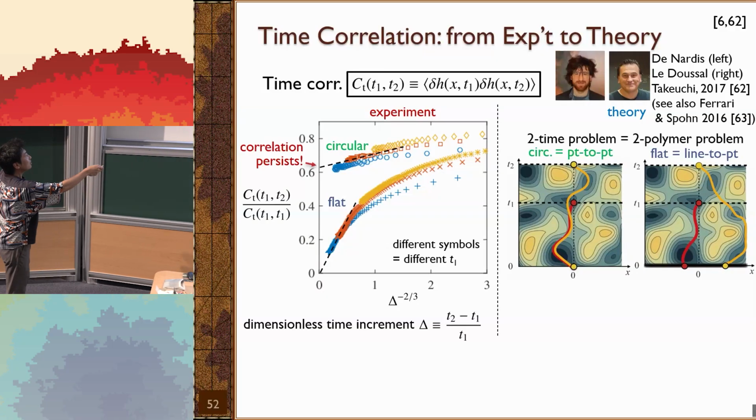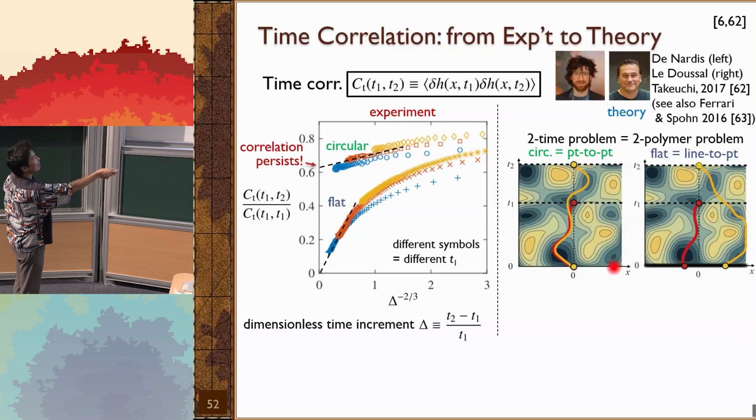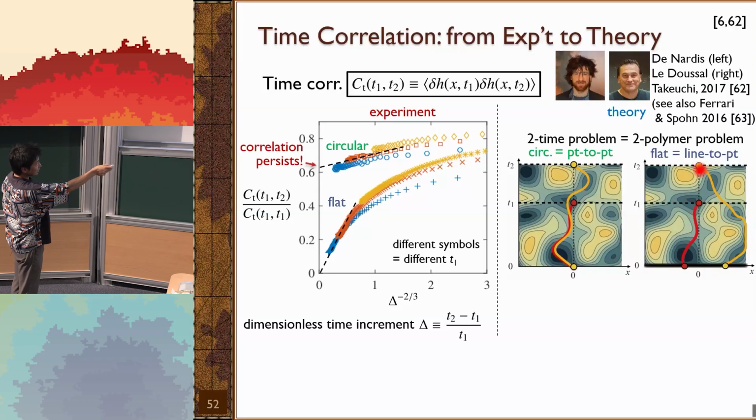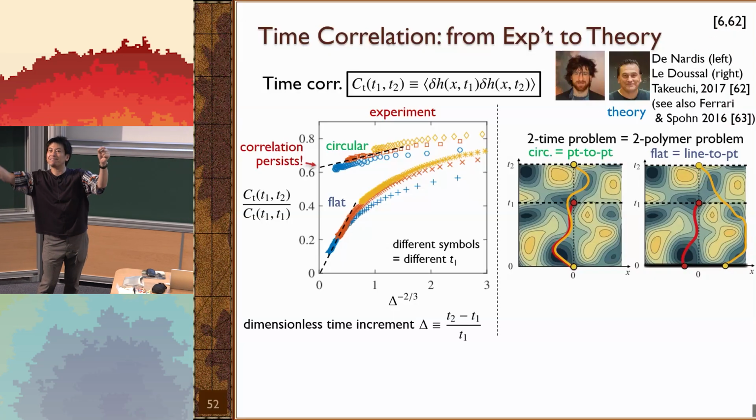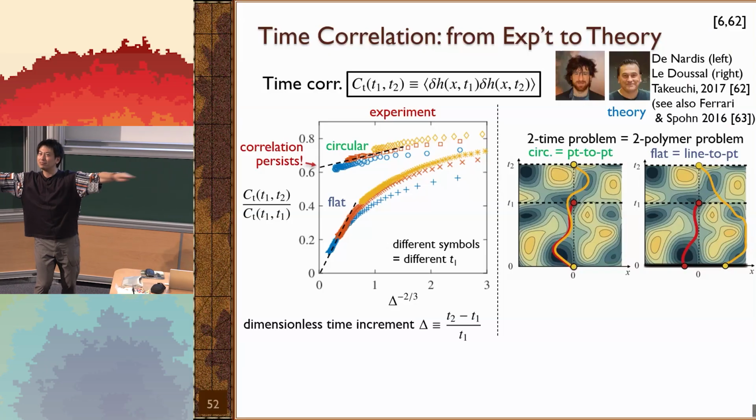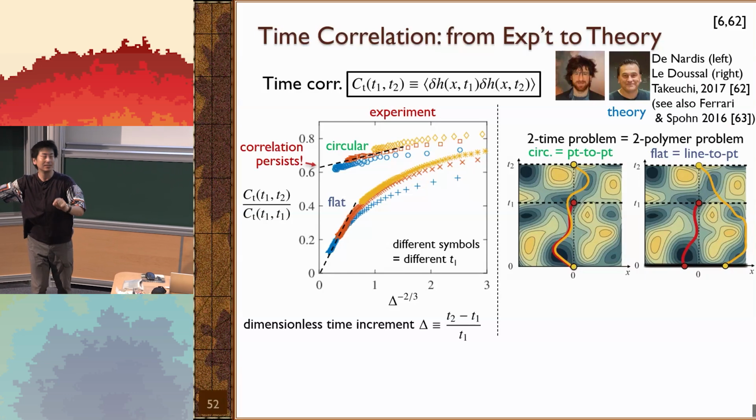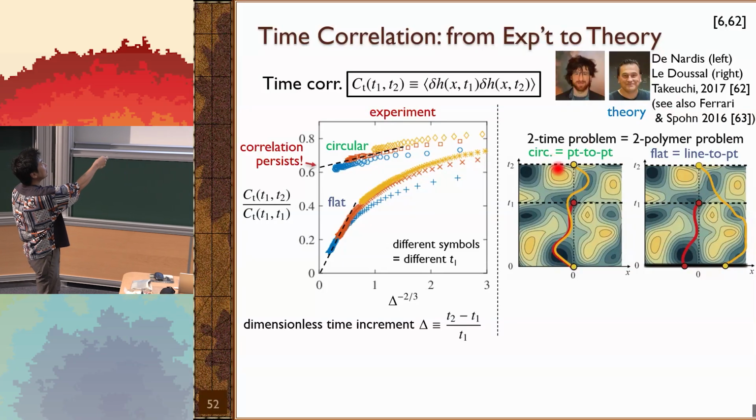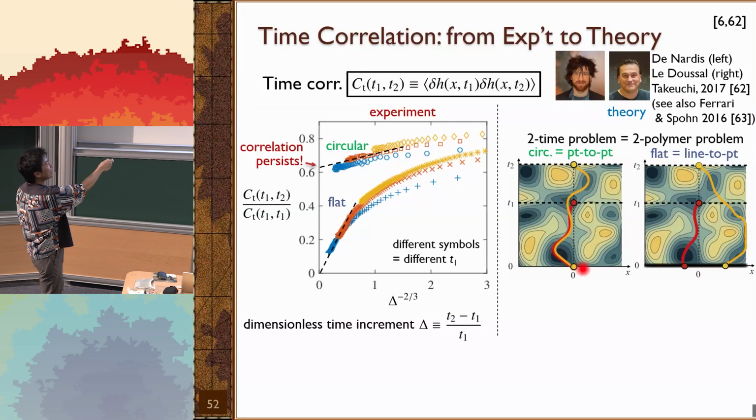Now, for the flat case, it is a right 2-point problem. So if time t2 is sent to infinity, then two polymers basically take completely different paths. They can arrive at anywhere at time t equals 0, right? So it can take completely different paths. But for the circular case, two polymers need to arrive at the same point at time 0.